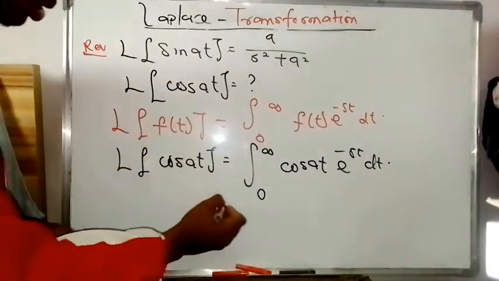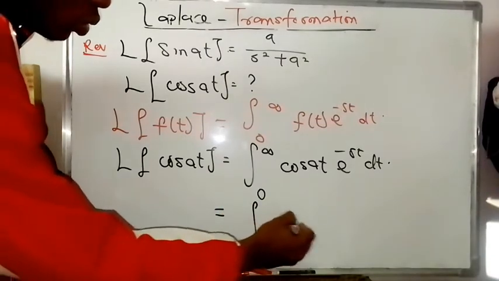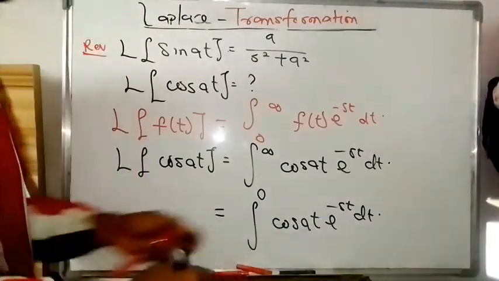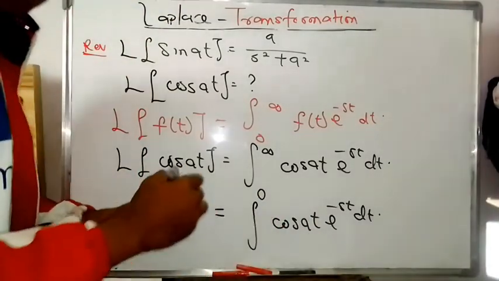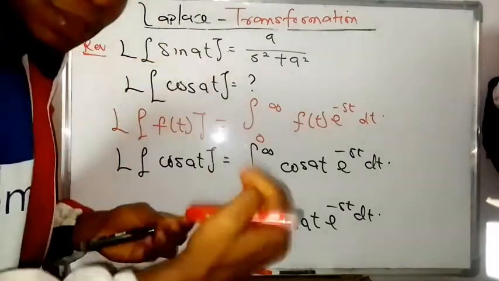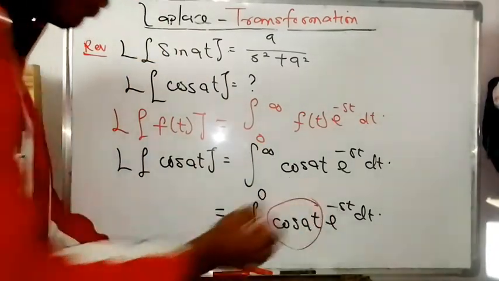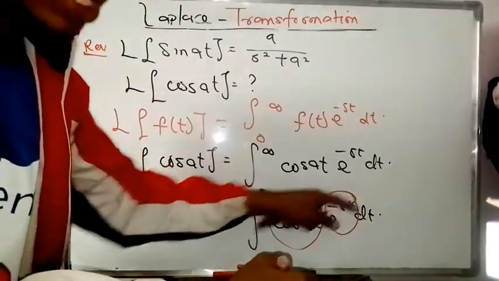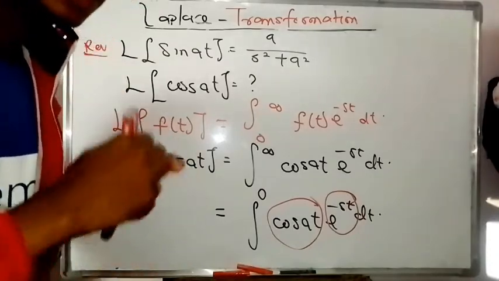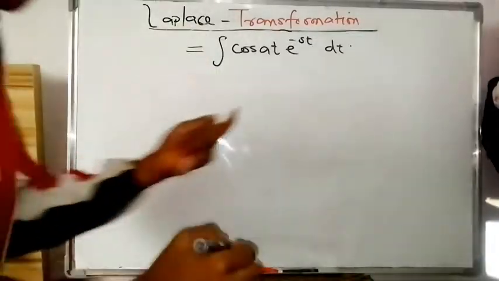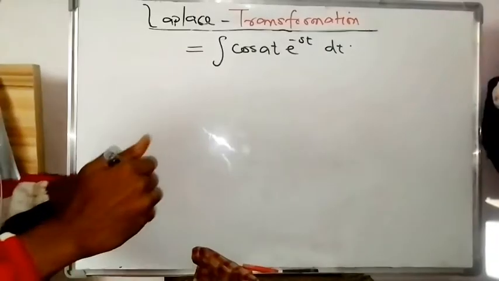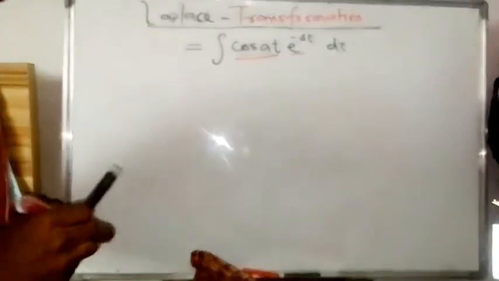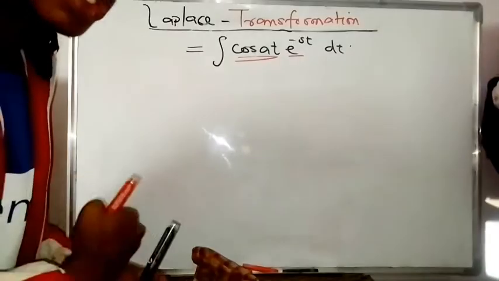So integrating cos at e^(-st) dt, in this case we have two functions of the independent variable. We have a function of t here, which is cos at. We also have a function of t here, which is e^(-st). So we are going to be applying integration by parts. Continuing from where we stopped, there are two functions of t: the cos of at and the exponential of minus st. So we are going to be applying what we call the integration by parts method.